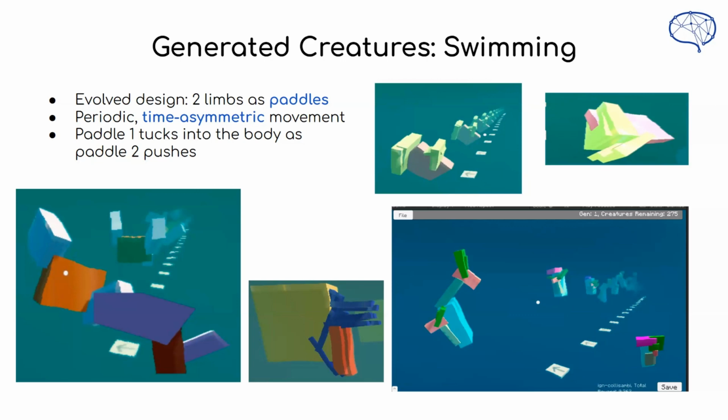And since the segments can self-intersect, the creature moves by first tucking one paddle into his body and using the other paddle to push, and then tucking in the other paddle and then using the first paddle to push.